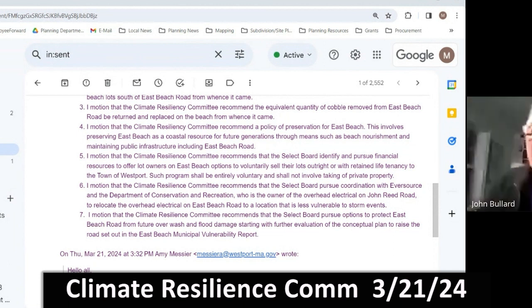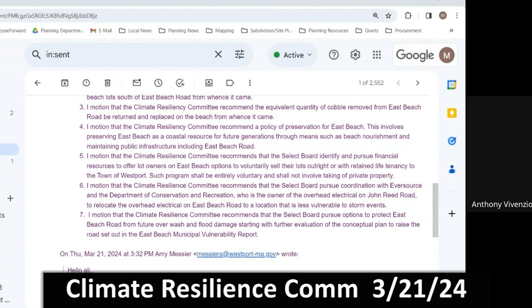Okay, Tony, are you going to call the question so we'll vote? Sure. One quick note: there are recent changes proposed to the Wetlands Protection Act that do relate to road building, and that seems to make it more difficult to do so. But in any case, I'll call the question.